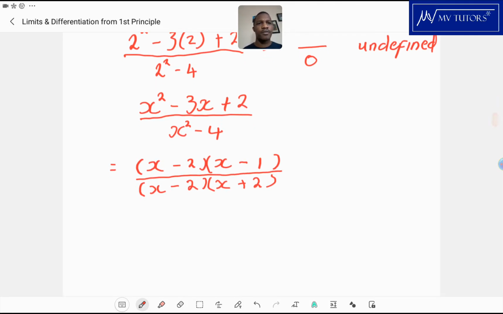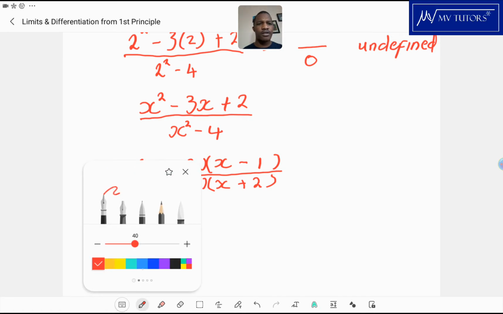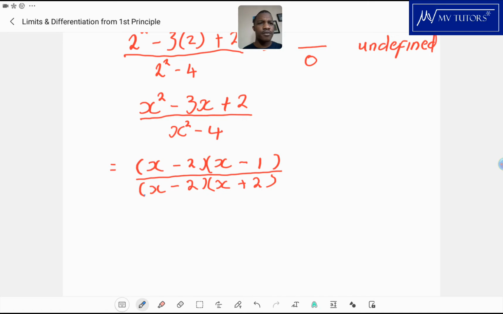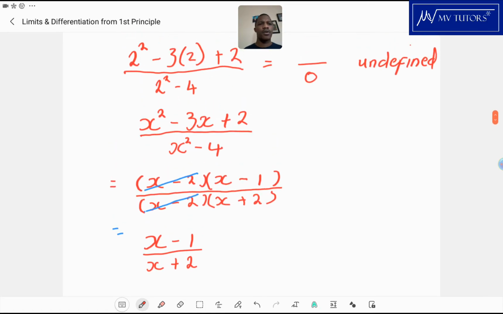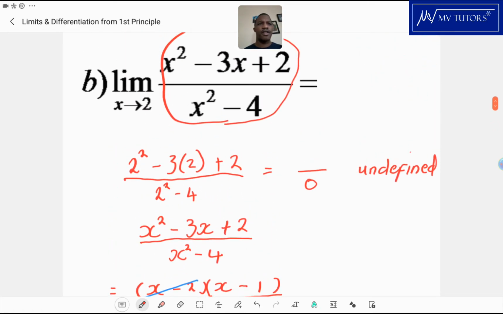and we'll deal with these very quickly. Now, from here, you can see that we can actually cancel these. We can cancel this one with that one because they are exactly the same. And then I'm left with x minus 1 over x plus 2. Now this I can work with. All we just did was to simplify this.